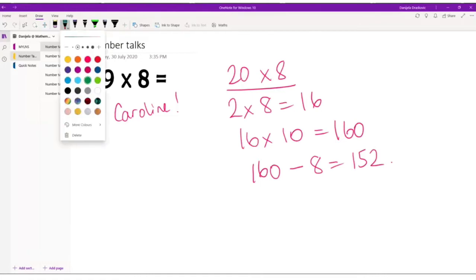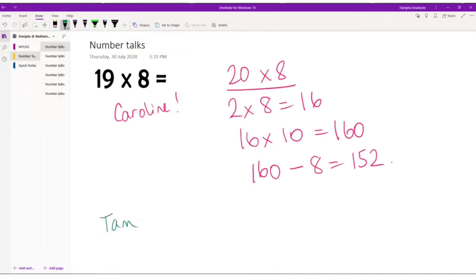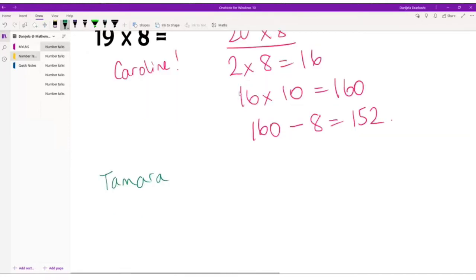Okay, someone else has unmuted themselves. Does someone else want to have a go at contributing how they solve this in a different way? I'm happy to give it a go. Tamara's talking. Tamara, nice to hear from you. All right, let's go. What was your solution?